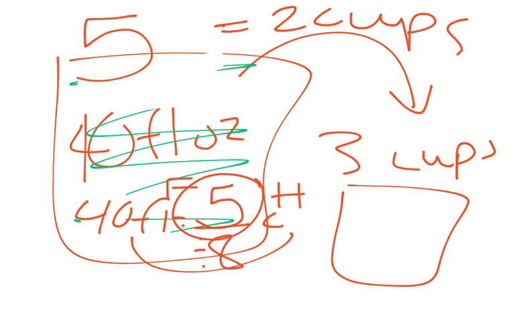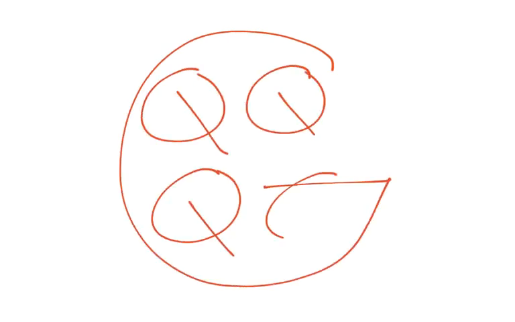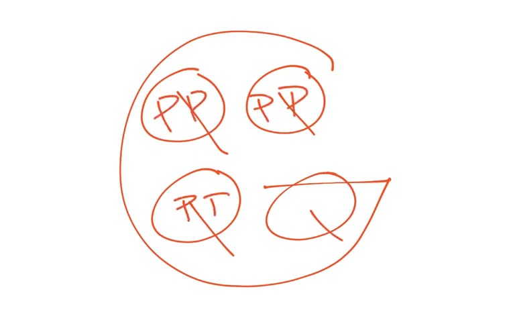But that's not my question. My question is how many pints are in the pitcher? So I need to think about my gallon kingdom. In the kingdom of gallon, there are 4 queens. Each queen has a prince and a princess. And each prince and each princess has 2 cats.